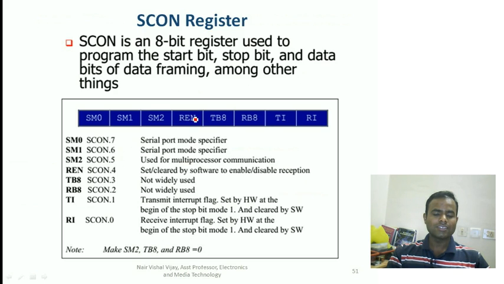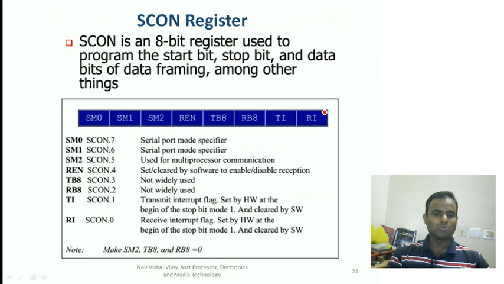Then we have TB8, that is transmit bit 8, which is used for doing a 9-bit communication in serial communication mode. And transmit interrupt and receive interrupt, these two are important. Transmit interrupt is a flag that is set by the 8051 microcontroller to notify that an 8-bit data has been transmitted. And receive interrupt is a flag which is raised by the 8051 microcontroller again to notify that an 8-bit data has been received into the serial buffer register. So that is what transmit interrupt and receive interrupt signals or bits or flags are. All these bits are bit addressable, so you can program directly by addressing their bits. So that is what the SCON register is.